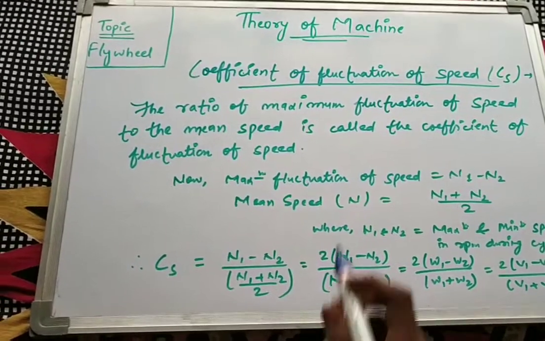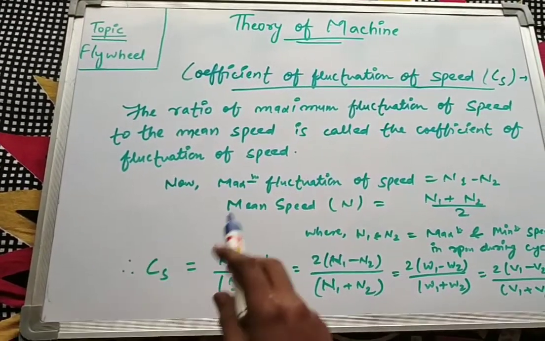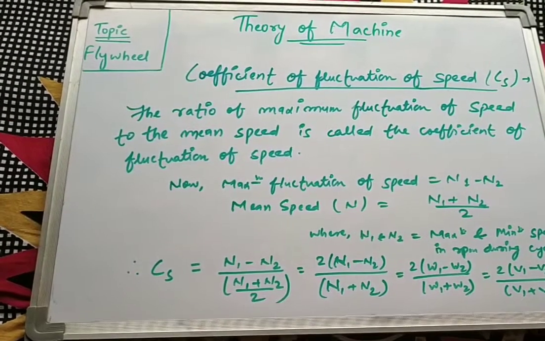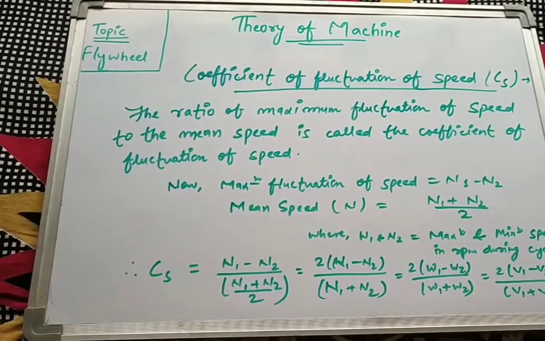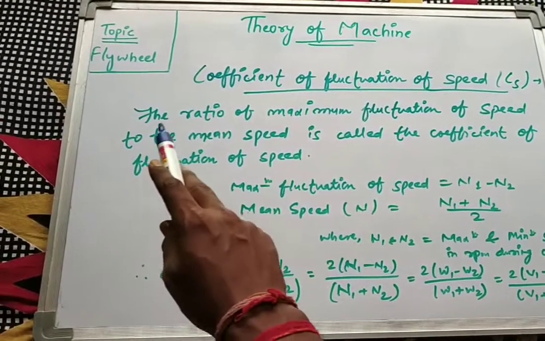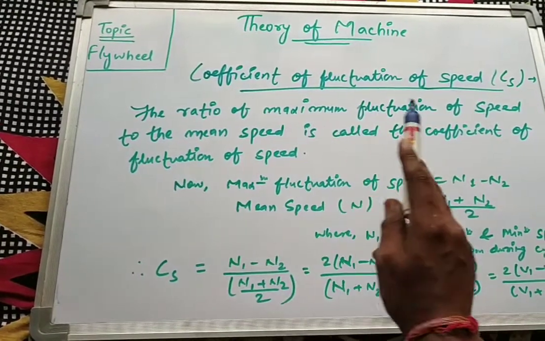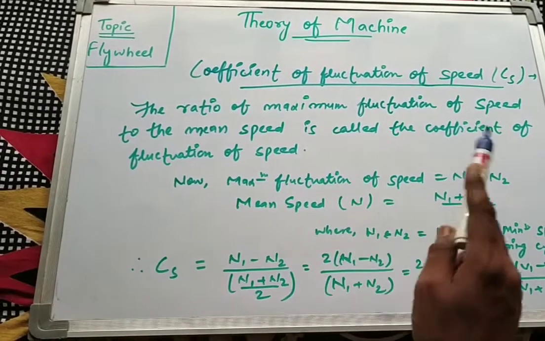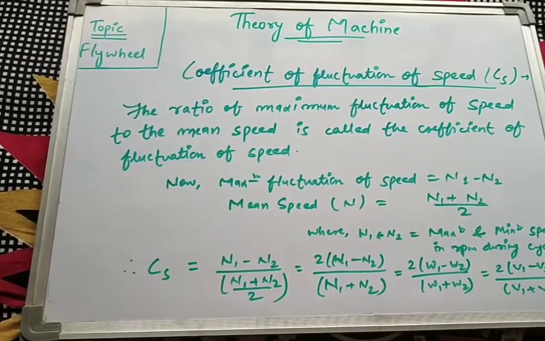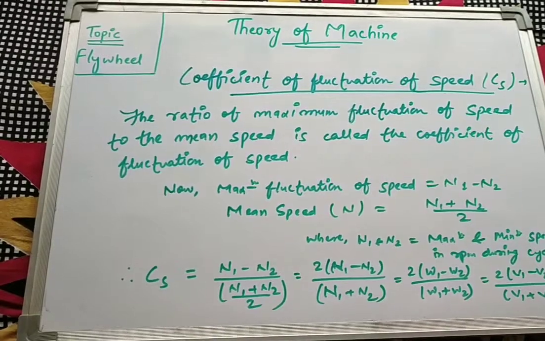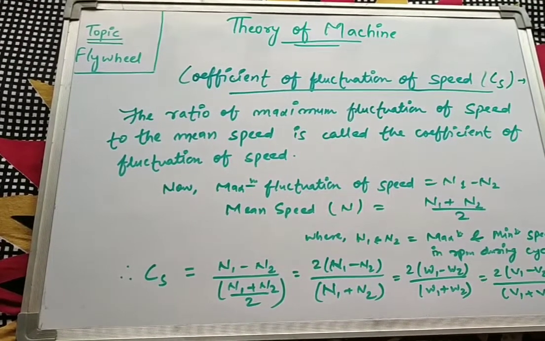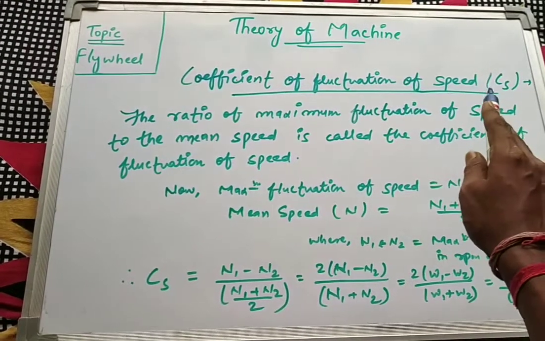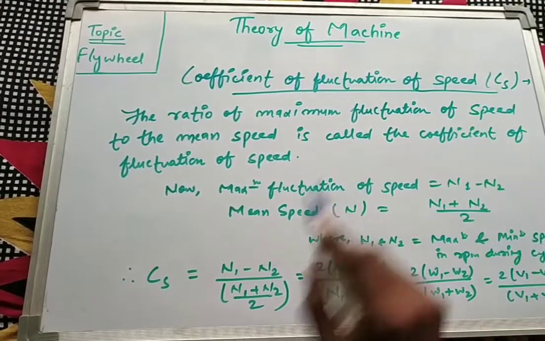Another term that comes into the previous topic is fluctuation of speed. So we should know what the coefficient of fluctuation of speed is. It is defined as the ratio of the maximum fluctuation of speed to the mean speed. That is called the coefficient of fluctuation of speed, and it is denoted by C with suffix S.